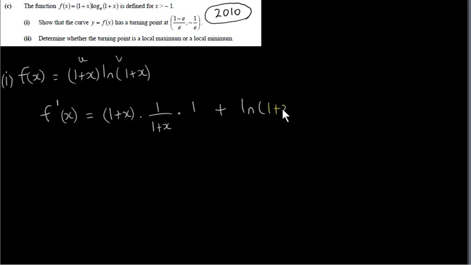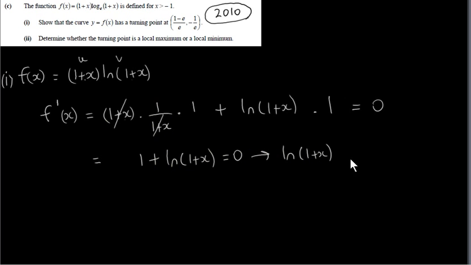Well, v is ln of 1 plus x. We multiply that by du dx. The derivative of 1 plus x with respect to x is 1. We put this equal to 0. So we take one function times the derivative of the other function, plus the other function times the derivative of the first function. That's the product rule. These cancel out, so we get 1 plus ln of 1 plus x equals 0. And we can solve this to get ln of 1 plus x equals minus 1. ln means log to the base e. Just to make it clear, I'll write this as log to the base e.